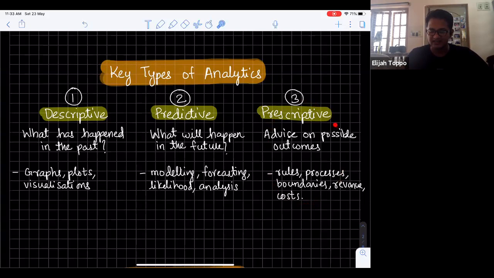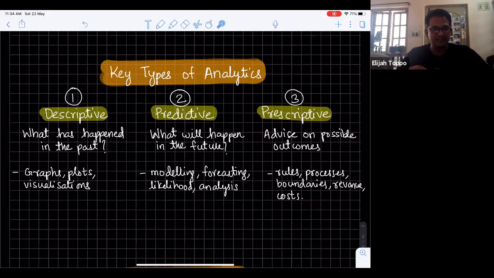Prescriptive analytics is, once you know what will happen, what is the best possible thing that you can do. Once you know what is going to happen, you can take, let's say, 5 paths. Out of those 5 paths, each of those paths will give you a different kind of output. That is where you go into prescriptive analytics, where it depends upon what the rules are, what the processes are, what the boundaries are, how much revenue you can make, how much it costs, and things like that.